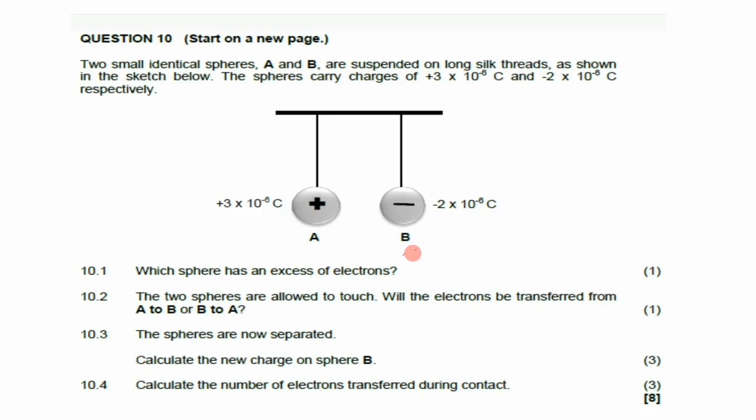10.2 says the two spheres are allowed to touch. Will the electrons be transferred from A to B or B to A? Now, we have to understand that the flow of electrons is always from the sphere with an excess of electrons to the one that has a deficiency of electrons. We have already identified in 10.1 that B has an excess of electrons. That means that A has a deficiency of electrons. Now, the flow of electrons has to be from B to A.